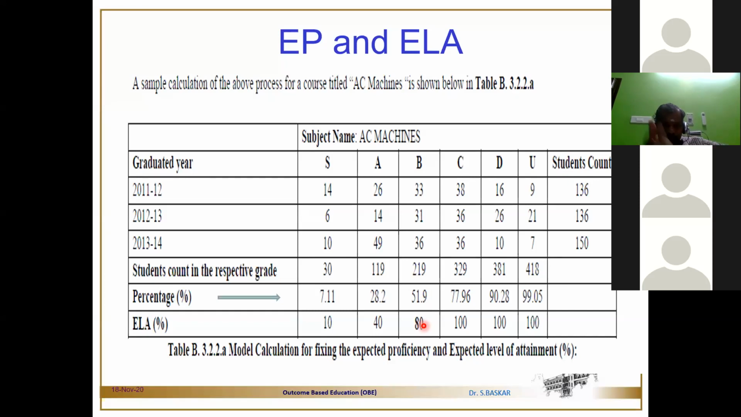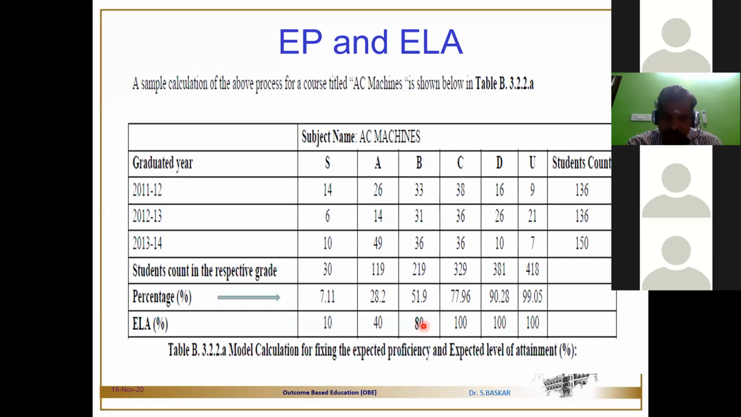Okay, I will explain once again. Let us assume that in our discussion, we wanted to find a systematic way of finding expected proficiency and ELA, because it is one of the important aspects of CO attainment. Otherwise, the CO attainment will be very, very subjective. Somebody will fix some value randomly. Nobody will appreciate it. A lot of questions will come.